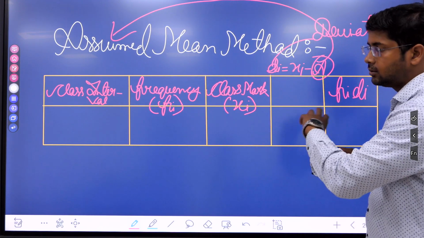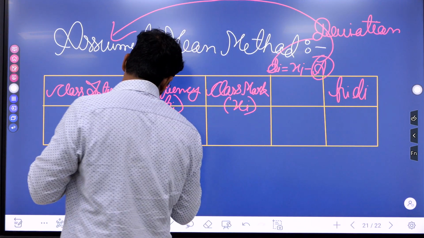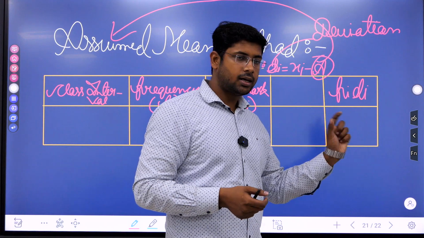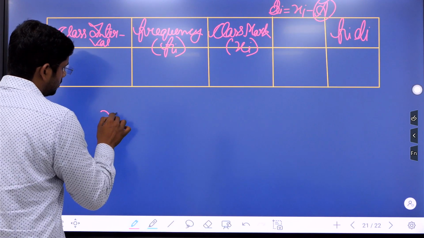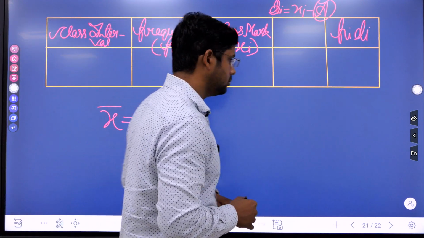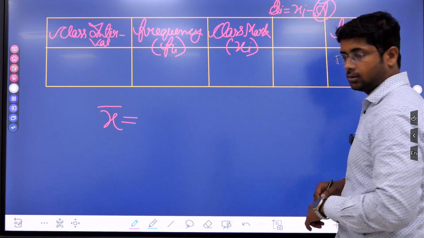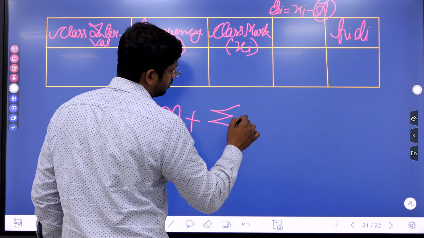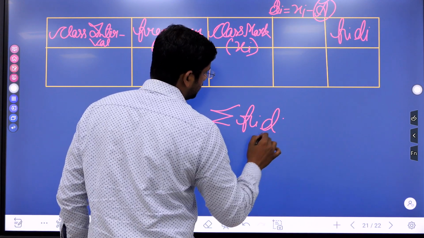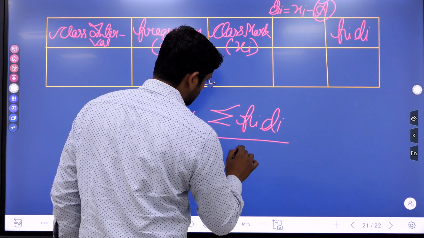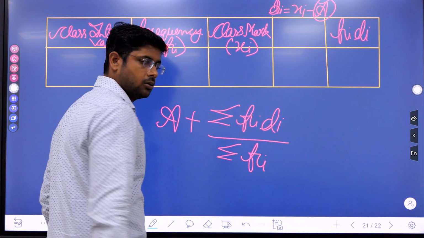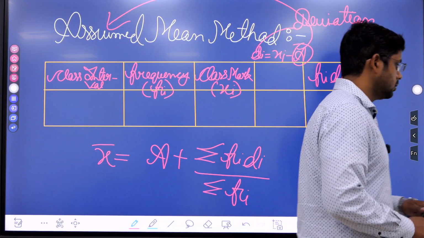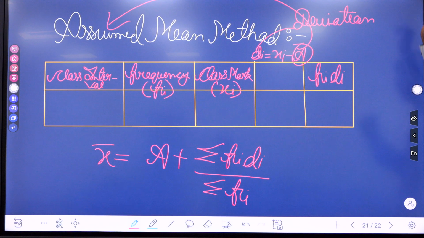Finally, just like in the direct method, we first add the frequency, then add the summation of fi di and divide. So I write this formula: x bar equal to a plus summation of fi di upon summation of fi. So that is all about the assumed mean method.